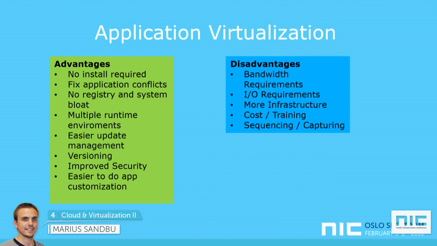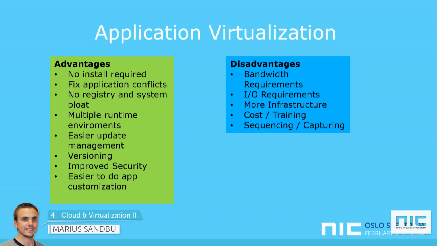But there are also some disadvantages, because if you're doing streaming, for instance, you need to think about the bandwidth requirements in order to get a good user experience. I/O requirements as well, because when you're using application virtualization, you're adding an extra complexity to the virtual file system. And also, in case of App-V, you require a bit more infrastructure.